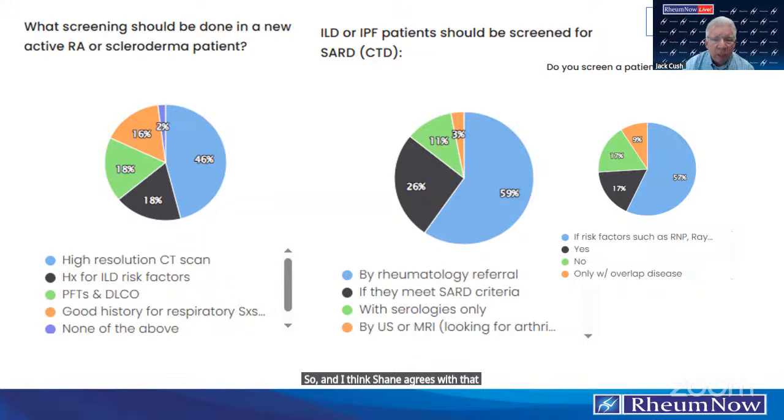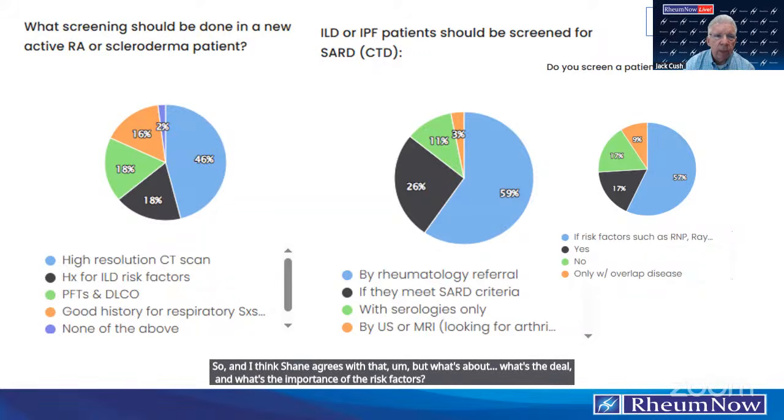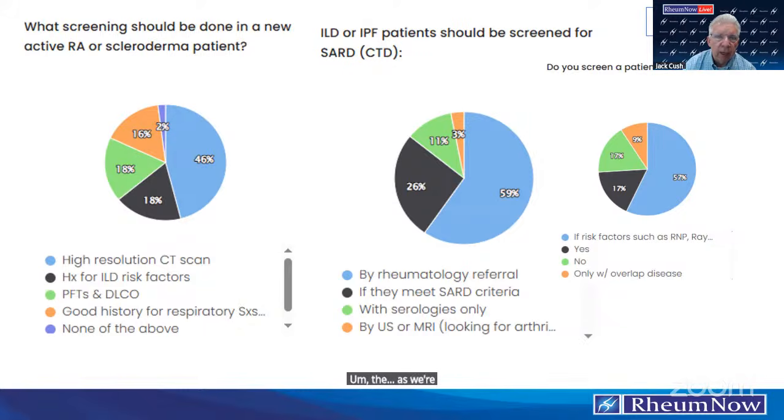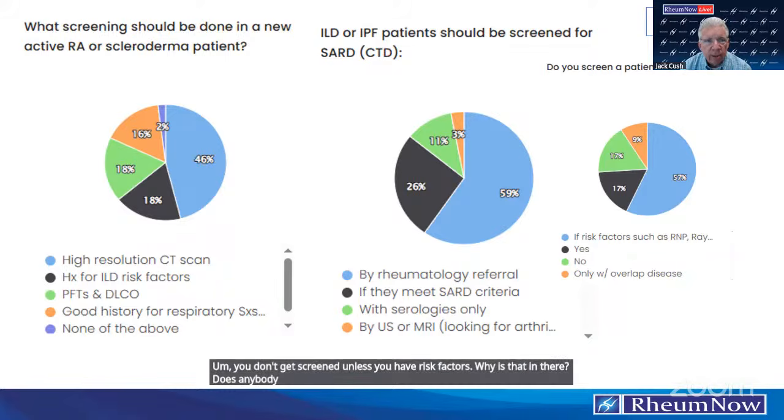But what's the deal and what's the importance of the risk factors? As we're going to see in a few slides, the EULAR ERS guidelines say that everybody gets screened, but if you've got RA and Sjogren's, you don't get screened unless you have risk factors. Why is that in there? Does anybody know the answer to that? Shane?